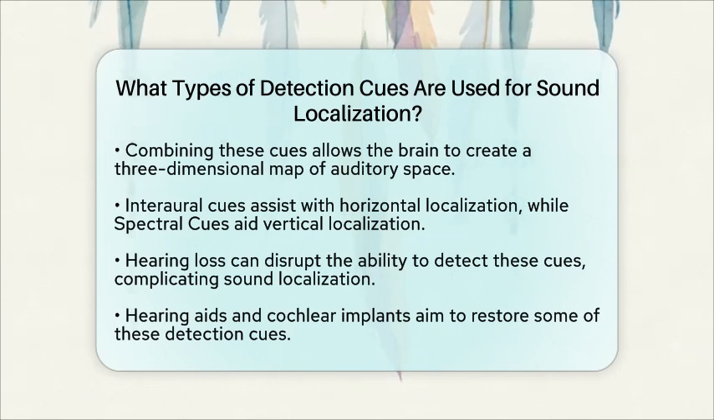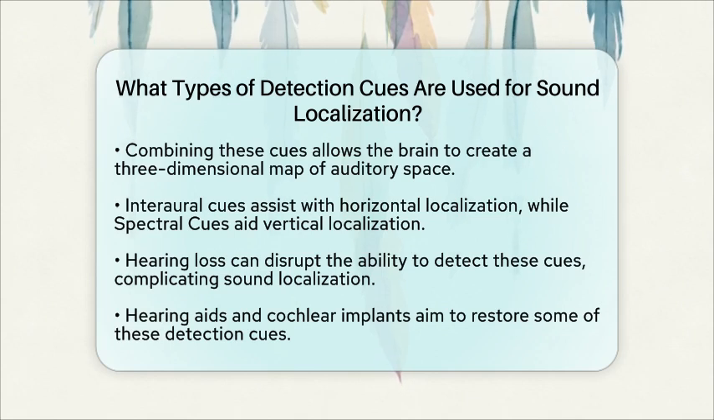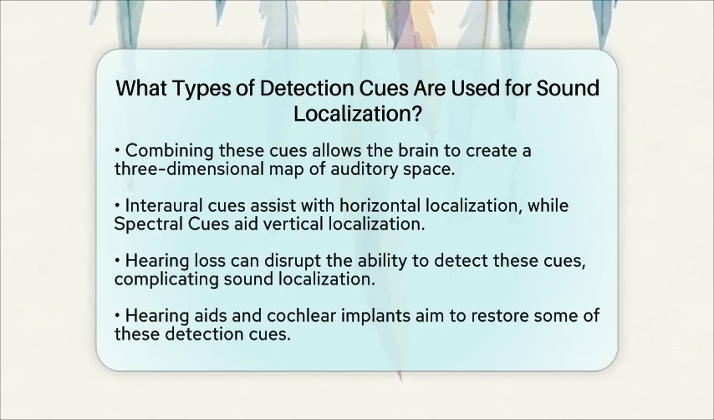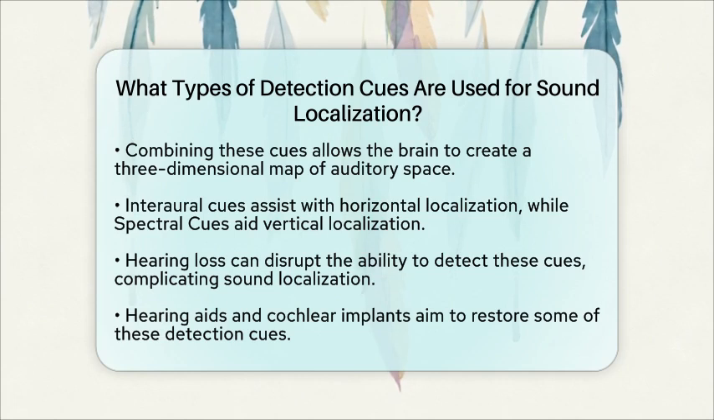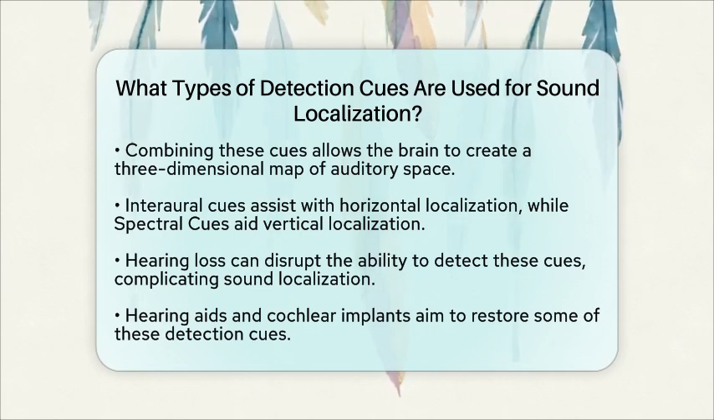In conclusion, the primary detection cues used for sound localization are interaural time differences, interaural level differences, and spectral cues. Together, they enable precise spatial hearing, which is vital for effective communication and safety in our daily lives.